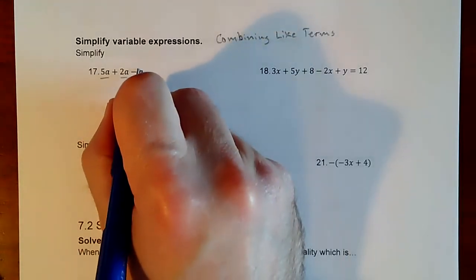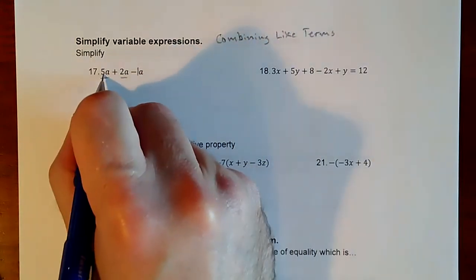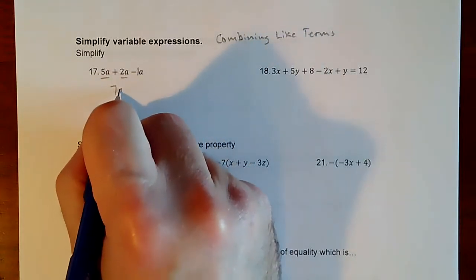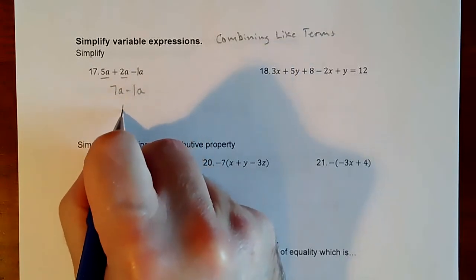And then there's another value. Let me put a 1 in front of that. Basically, if we work straight across, we have a 5a plus a 2a and then minus 1a. So we got 7a minus a 1a. 7a minus a 1a gets you a 6a.